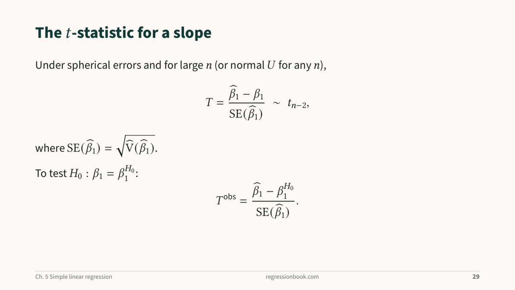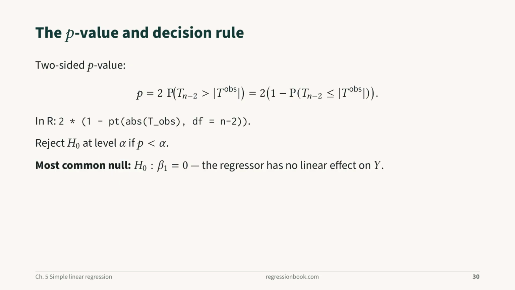Standardize. The estimated slope minus the true value over the standard error follows a t-distribution with n minus 2 degrees of freedom, exactly under normal errors, approximately for large samples otherwise. To test any hypothesized slope, compute the observed statistic against that null value. The 2-sided p-value doubles the tail beyond the observed absolute statistic, 1 line of code in R, reject when it falls below the chosen level. The most common null, worth naming, a slope of 0, meaning the regressor has no linear association with the outcome. That is the hypothesis behind every star in a regression table.